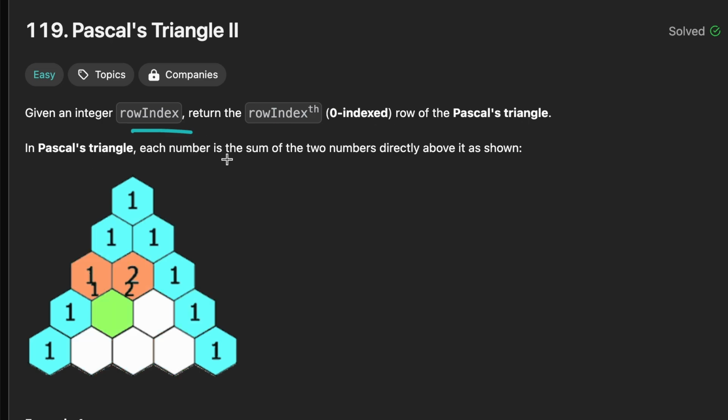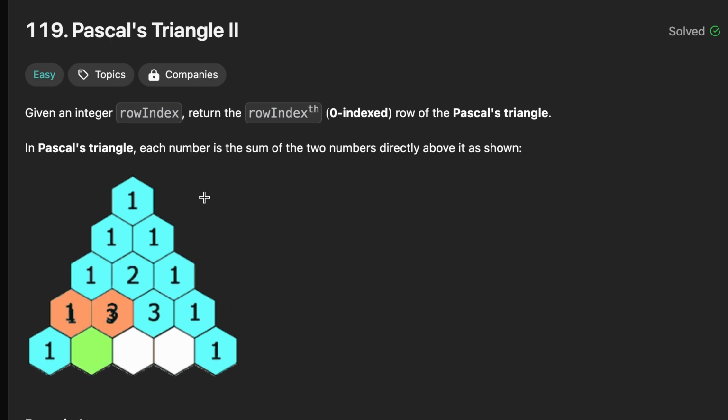In Pascal's triangle, each number is the sum of the two numbers directly above it, as shown in this GIF. So just like the original Pascal's triangle, it's basically the same thing, except at the end of creating your triangle, you're just going to be returning that row. But there is a trick to this one for the most efficient algorithm, and I'm going to try to explain it the best I can.